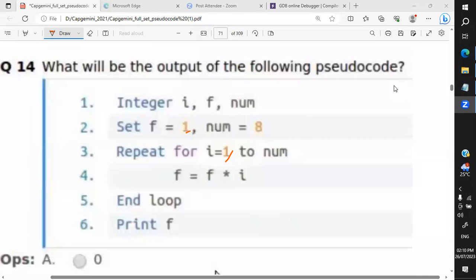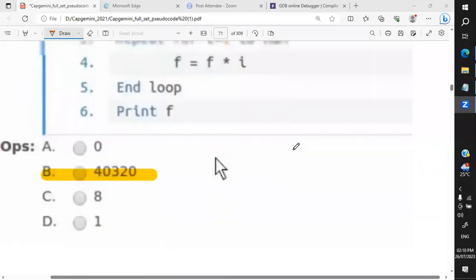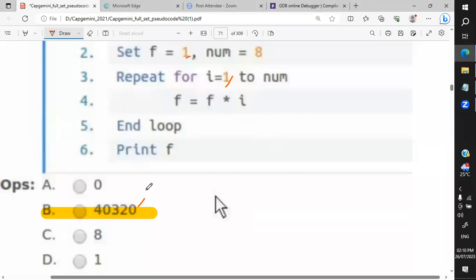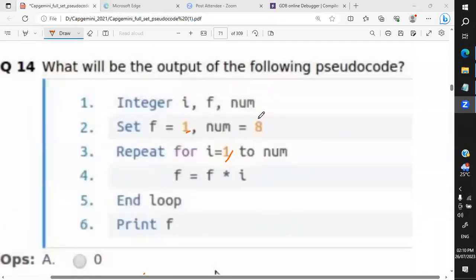I didn't get the value of 8 factorial. That's okay, no problem. Let's see the options. Yeah, this is the answer. By looking at the options, boys and girls, you can answer it very easily. It's multiplying the values of 1 to 8 into the variable called f. Initially f is 1, I is equal to 1, and 1 to num you are running, that means 1 to 8.